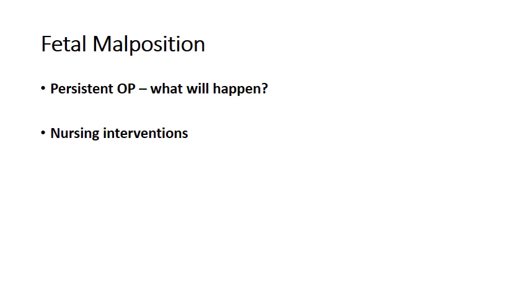Some of the positions that you can help mom assume to rotate the baby include moving from side to side, back and forth, getting her into the knee-chest position or hands and knees position, pelvic rocking. And if the baby turns, then the second stage of labor usually goes pretty fast after that.